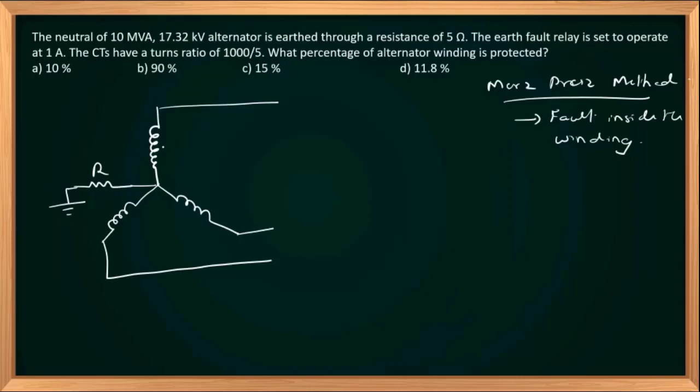Say this percentage of winding is represented as X, and this percentage of winding is the remaining percentage, which is 1 minus X. This is X percentage and this is 1 minus X percentage. It will not be percentage exactly, it will be per unit. Okay, this is X of winding, this is 1 minus X of winding. Right. Say the phase voltage is V.